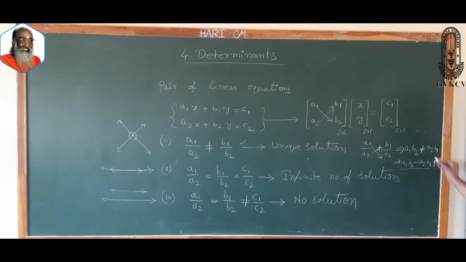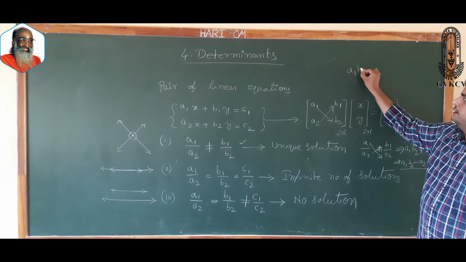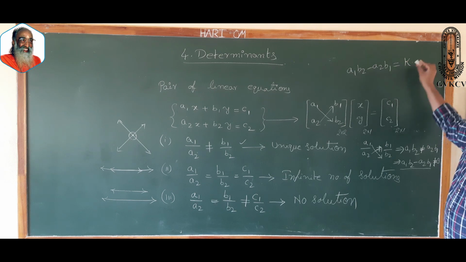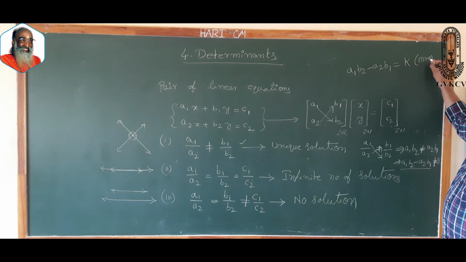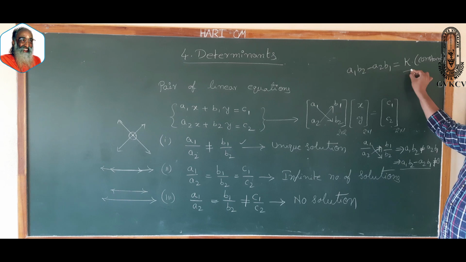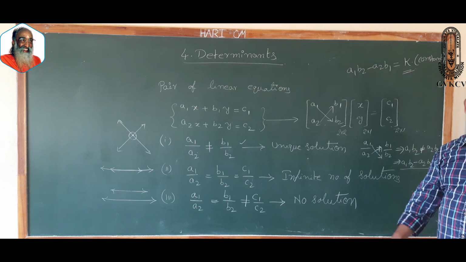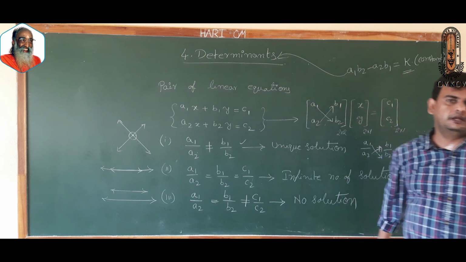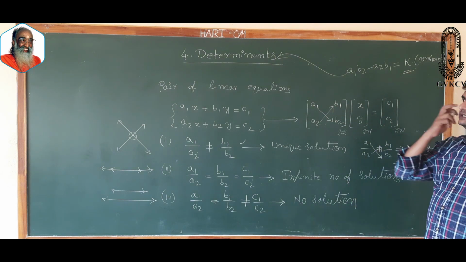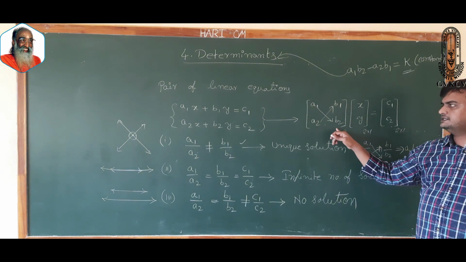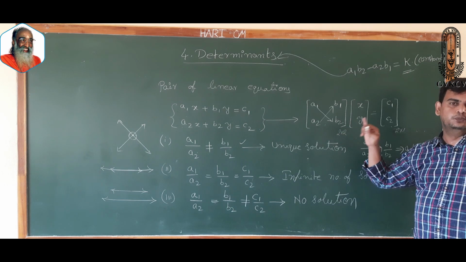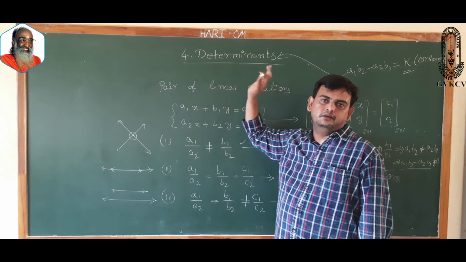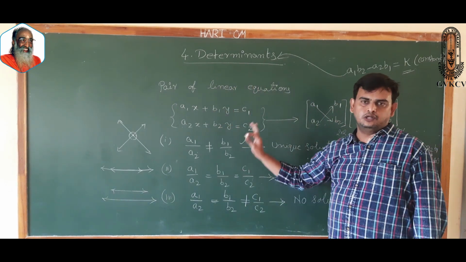So a1 b2 minus a2 b1 must be equal to some k, which is a constant, meaning it has a value. This value is nothing but the determinant. Determinant is nothing but, for every matrix, we have one value. That value is known as the determinant. That is the introduction concept.